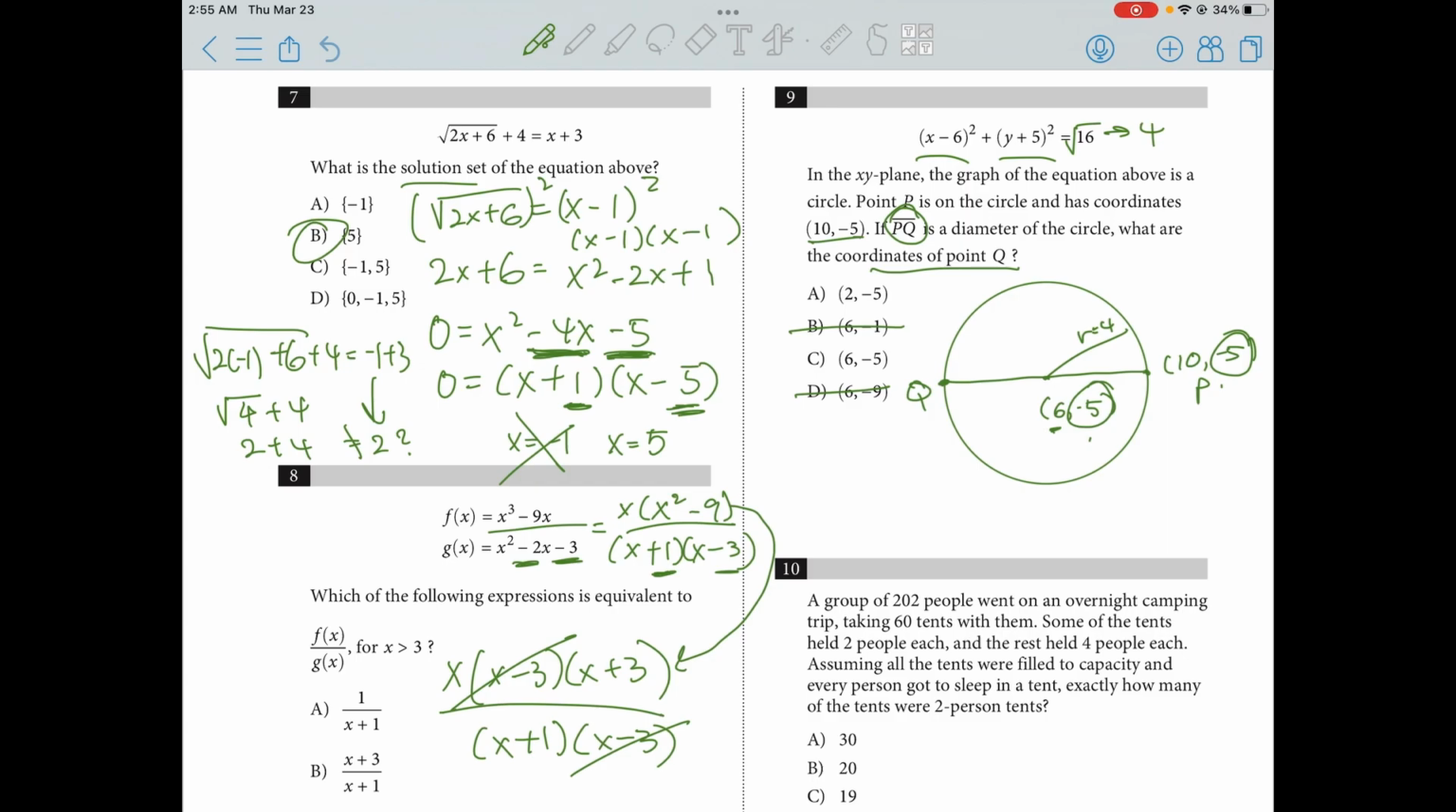And let's look at which x coordinate Q would have. We know that the center of the circle is at 6, negative 5. And we know that the radius is 4. So 6 minus 4 equals 2. The point of Q would be at 2, negative 5. That would give us A.